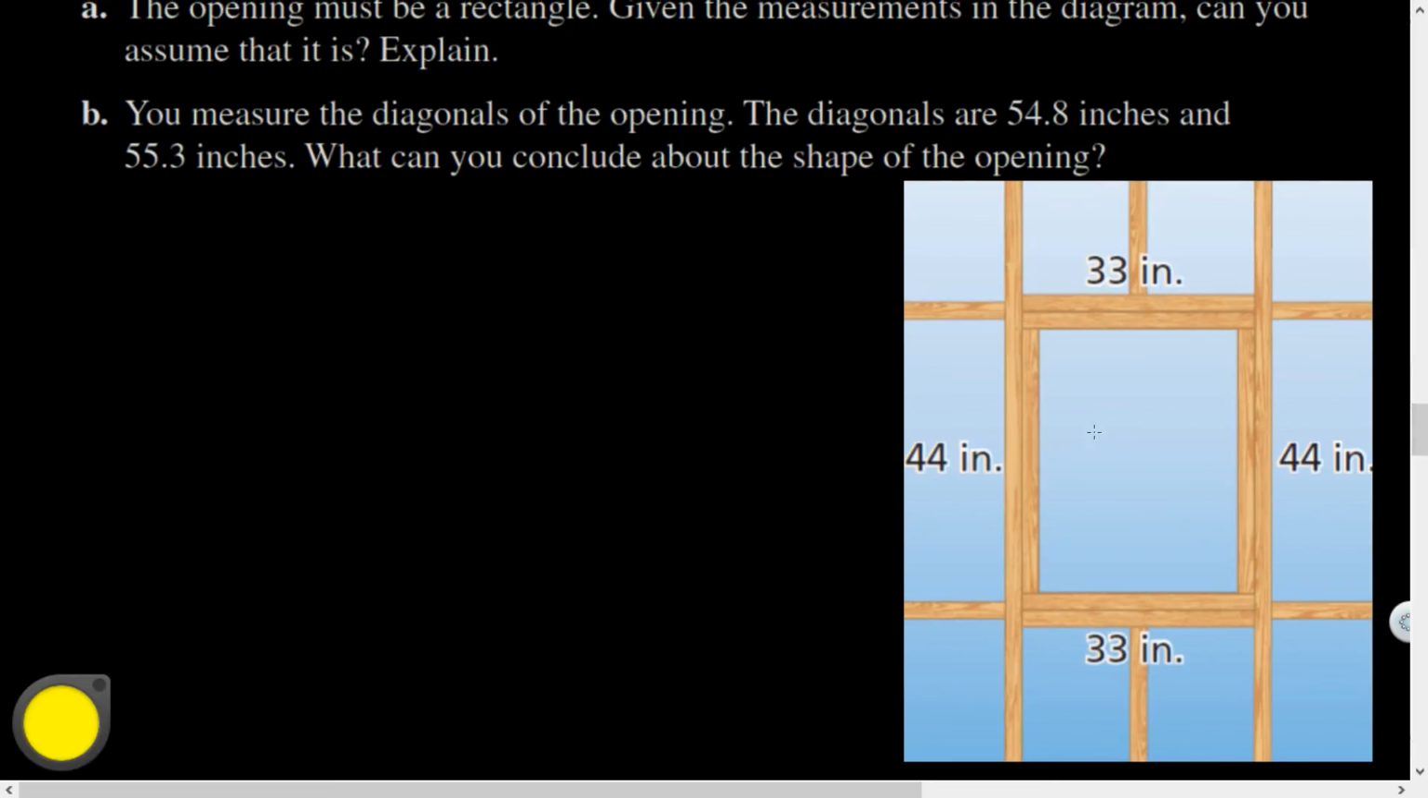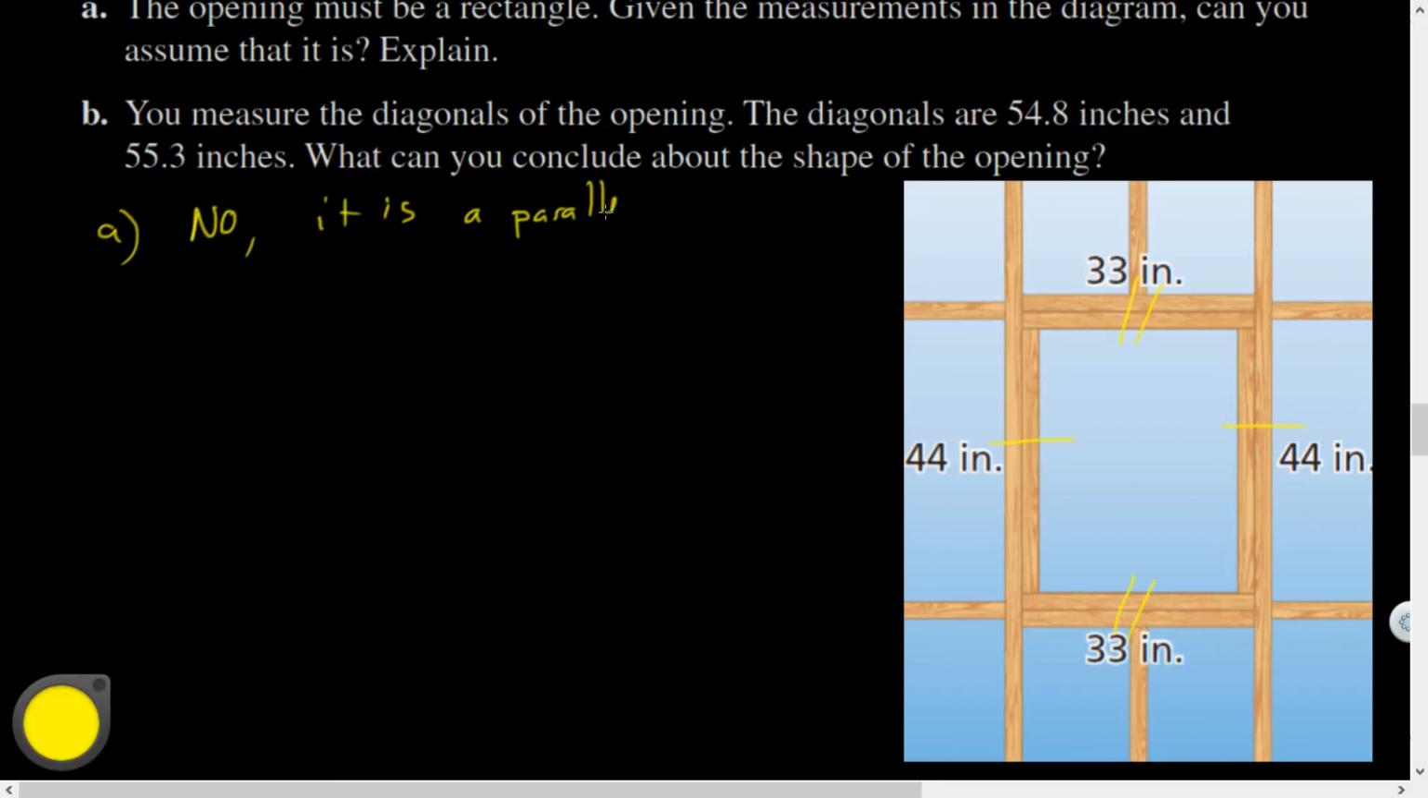Well, I've got opposite sides are congruent. So, can I assume this is a rectangle yet? No. No. I know that it's a parallelogram. Right, Aiden over there?